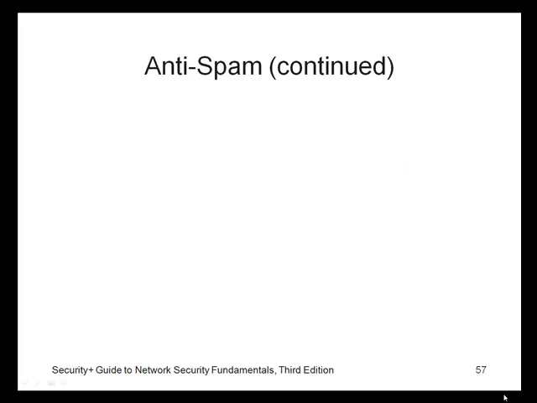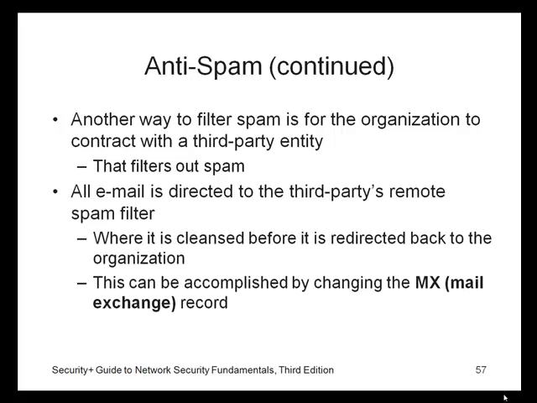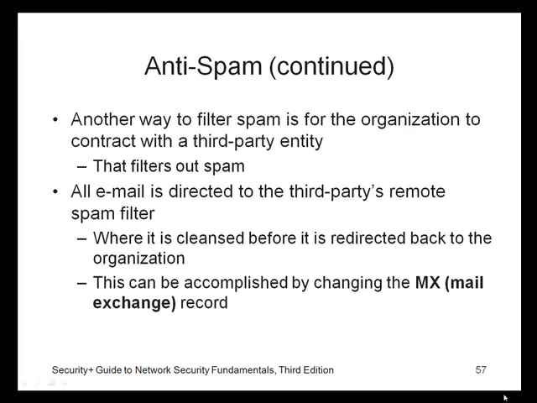There are a number of spam filters. There are a number of virtual spam filters that you can get. VMware has several of them already installed, ready to go, ready to configure that you can use. A third-party entity filters out spam. All the email is directed to the third party, and it does the filtering, so you're actually paying somebody to do your filtering. What that does is, by changing the MX record, send it to that location, and they send it back to you.